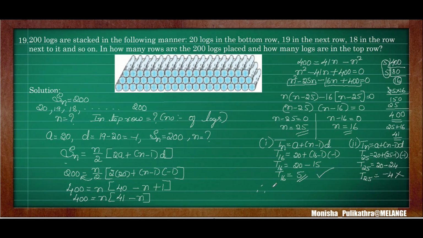So we can conclude that the total number of rows is equal to 16, and the number of logs in the top row is equal to 5. So 16 is the total number of rows where the 200 logs have been stacked, and the number of logs in the top row is 5. Hope you understood this.